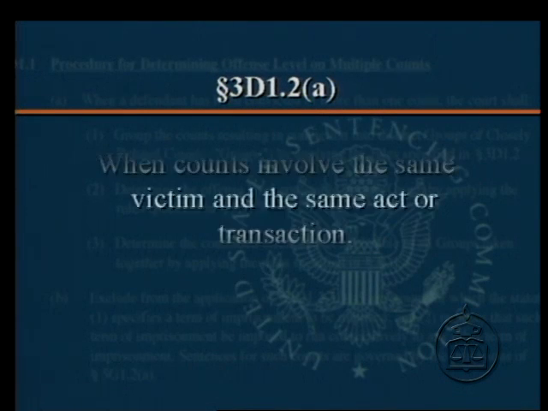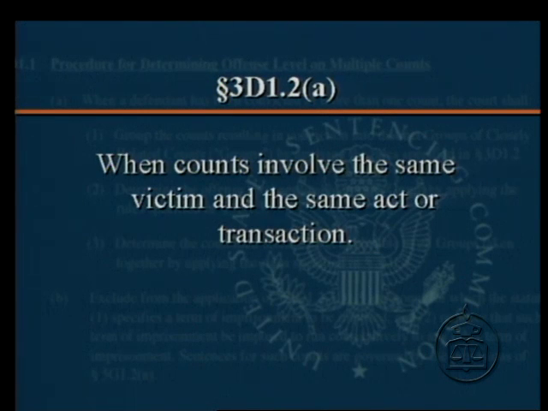Now, the thing about grouping rules A and B at 3D1.2 is that these are the only two rules that require a determination of a victim. We're going to look more closely now at the actual language of the rules. First, looking at 3D1.2 Rule A. The specific language in the guideline states that when you have counts that involve the same victim and the same act or transaction, this is going to be a Rule A grouping.